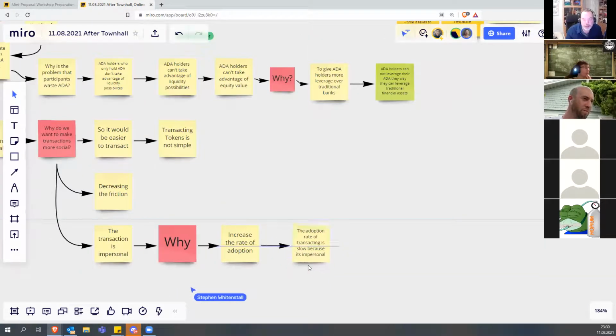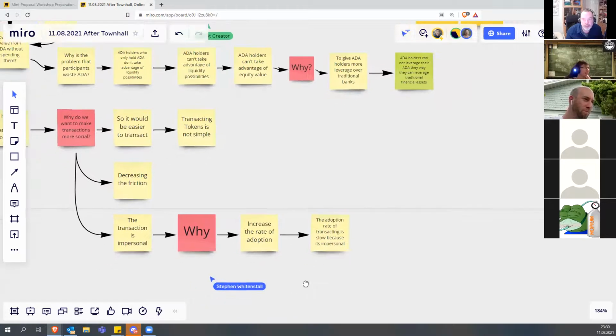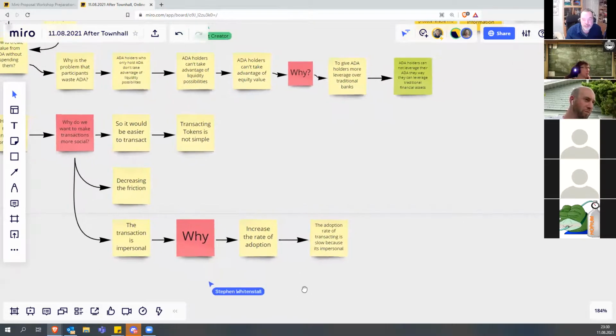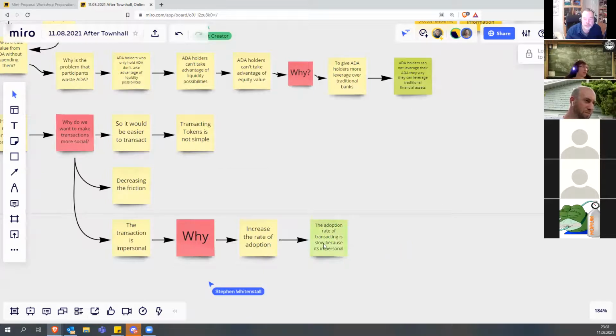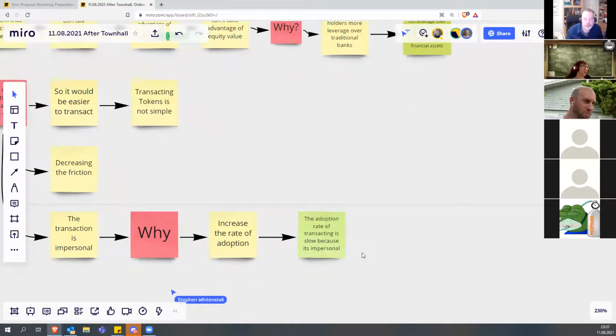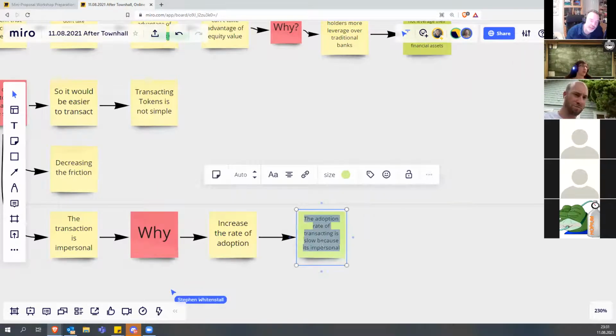Yeah, I'm kind of blanking out also. I think we need Aidan here, but it did get better. So are we at a problem yet? Do you think, Tevo, that's a problem? The adoption rate of transacting is low because it's impersonal. I would say it's not as high as it could be. It's a weird thing to put in a statement.